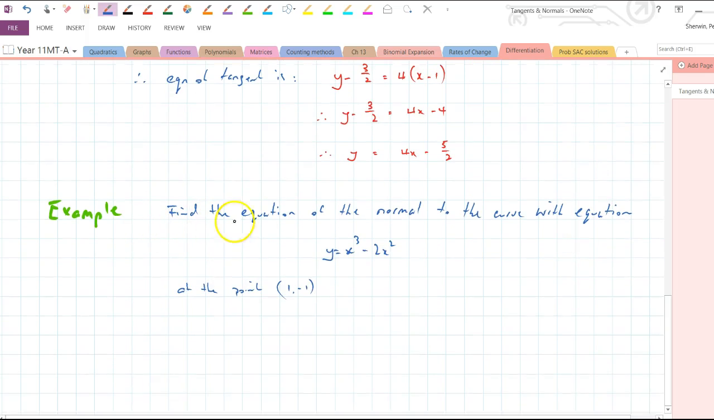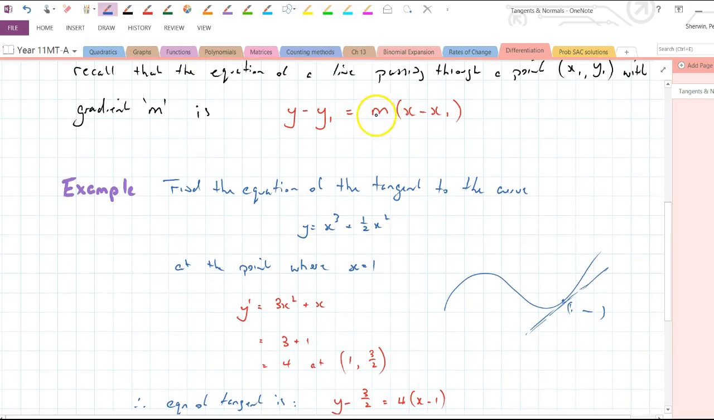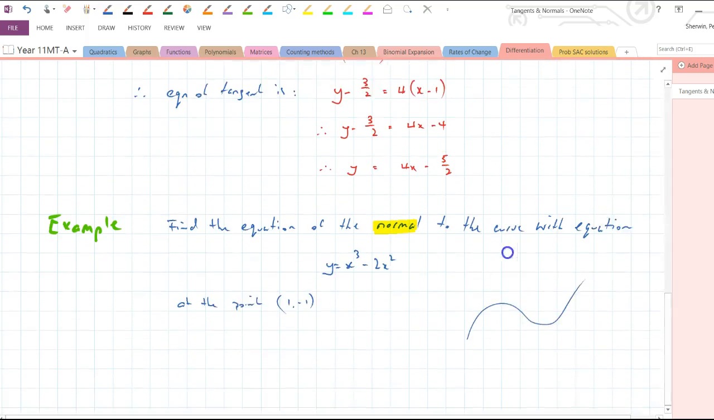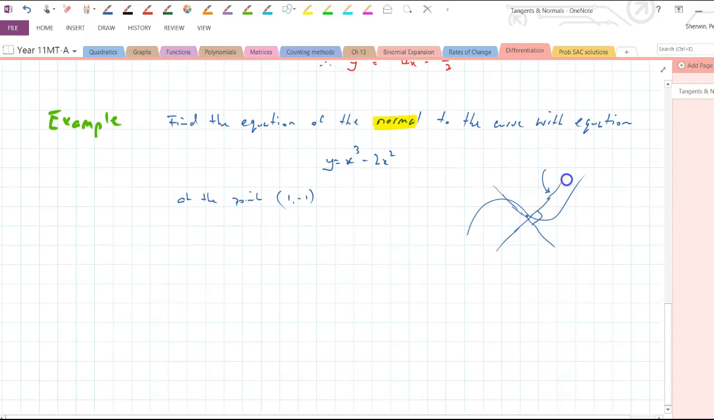Okay, the next example is find the equation of the normal, this time the normal, to the curve with equation y equals x cubed, so another cubic, at the point 1, minus 1. Now in this question, they've given us the y coordinate, so we've already got our x1 and y1. We just need to find the gradient of the normal. If this is the point 1, minus 1 here, then the gradient of the normal will be that line there, and that's what we're after. We're after the equation of that.